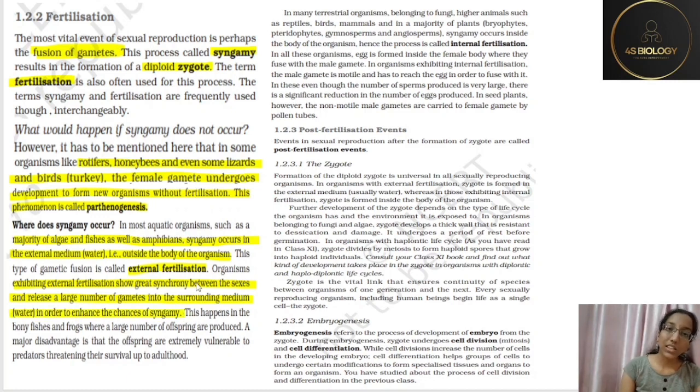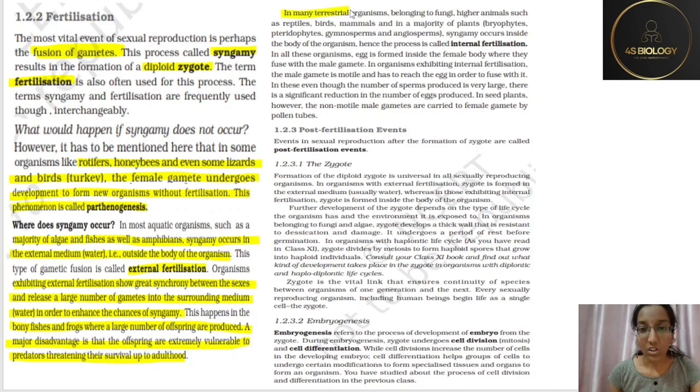Once released in water, the gametes can go anywhere. So to ensure that it reaches the female gamete, large numbers are produced. Okay, this happens in bony fishes and frogs, where a large number of offsprings are produced. This is very important, it can be asked in the exam. The major disadvantage is that the offsprings are extremely vulnerable because there will be predators that can eat them. Since they are outside, the offspring are vulnerable to predators, threatening the survival up to adulthood.